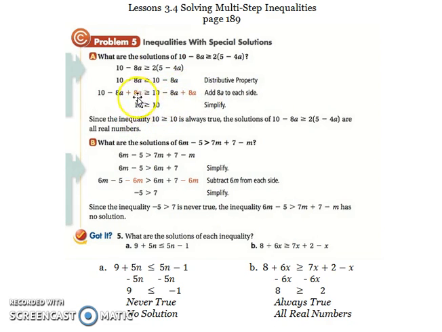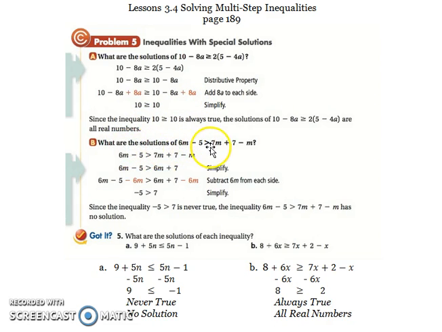Since this is a true statement, that means it doesn't matter what you put in for a, it's always going to be true. Okay? Because if you look at this, 10 minus 8a equals 10 minus 8a, that's always going to be true. So the solution is going to be all real numbers, because it doesn't matter what number you put in, it's going to be true. Okay?